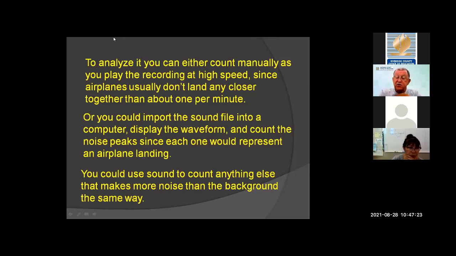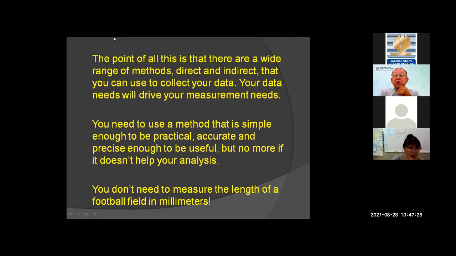You can do it exactly the same way. The point of all this is that there's a wide range of methods, both direct and indirect, that you can use to collect your data. And it doesn't matter what kind of data it is. Your data needs are what should drive your measurement needs.